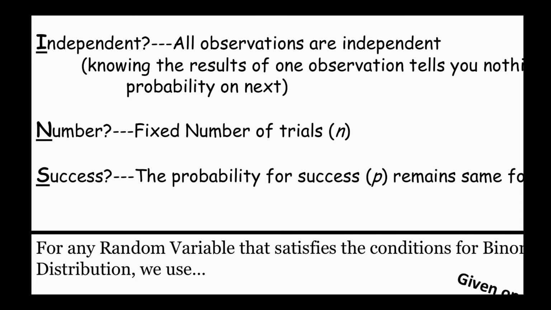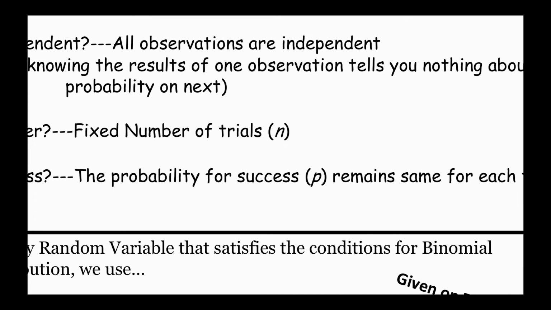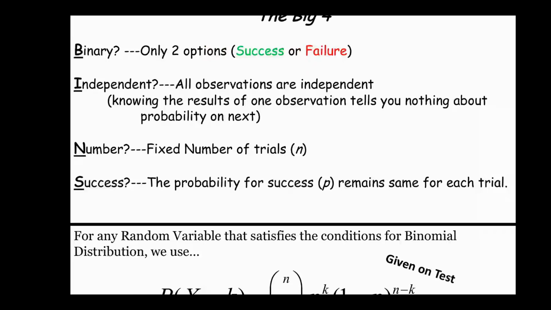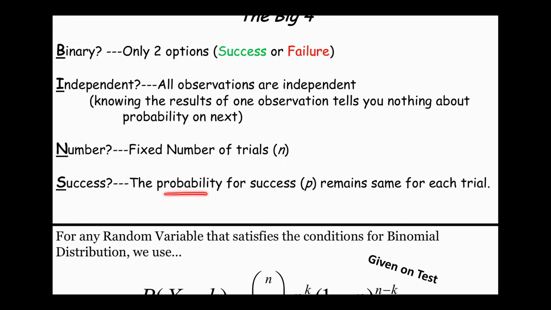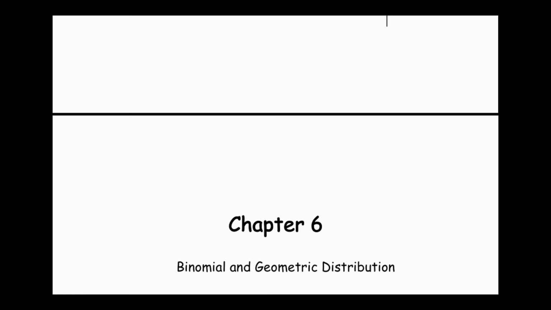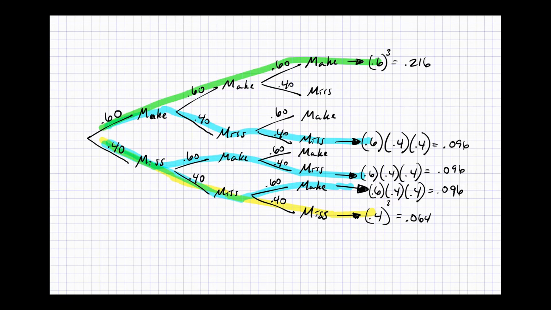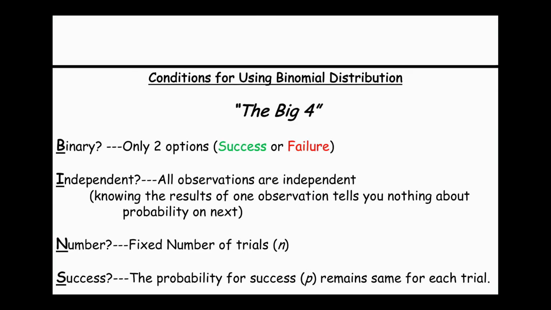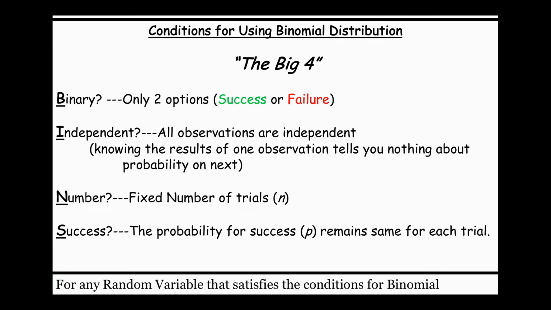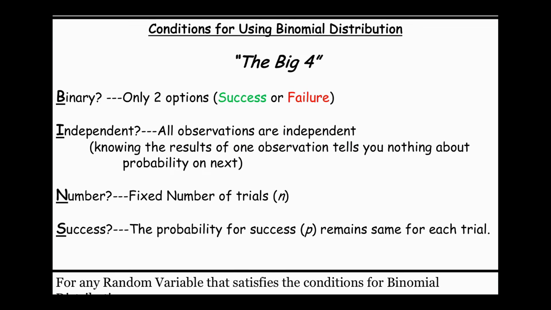Okay? The probability for success is p, and it remains the same for each trial. So was the probability of success always the same? 60%. If a make is a success, wasn't the probability always 60%? It never changed, right? Okay. So if those all check out, we can use binomial distribution.